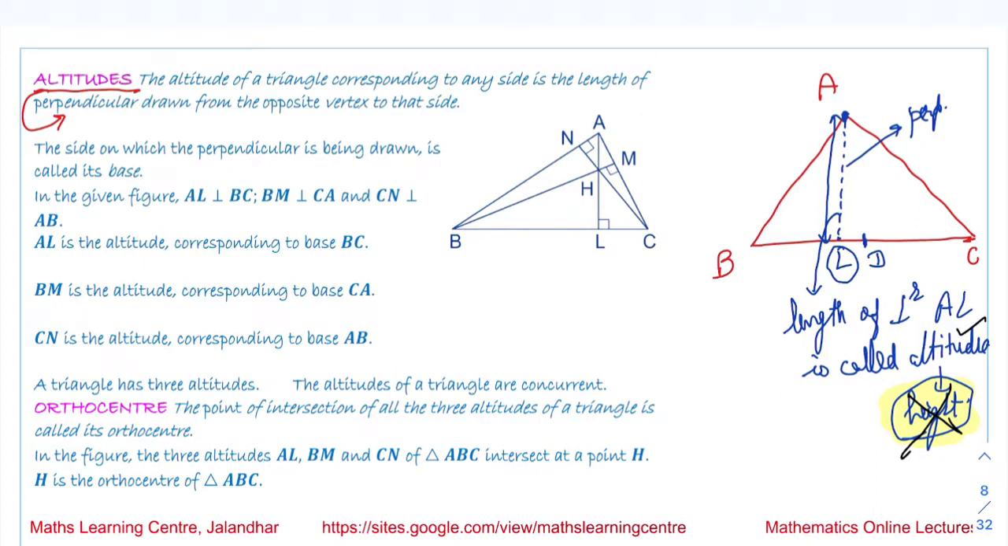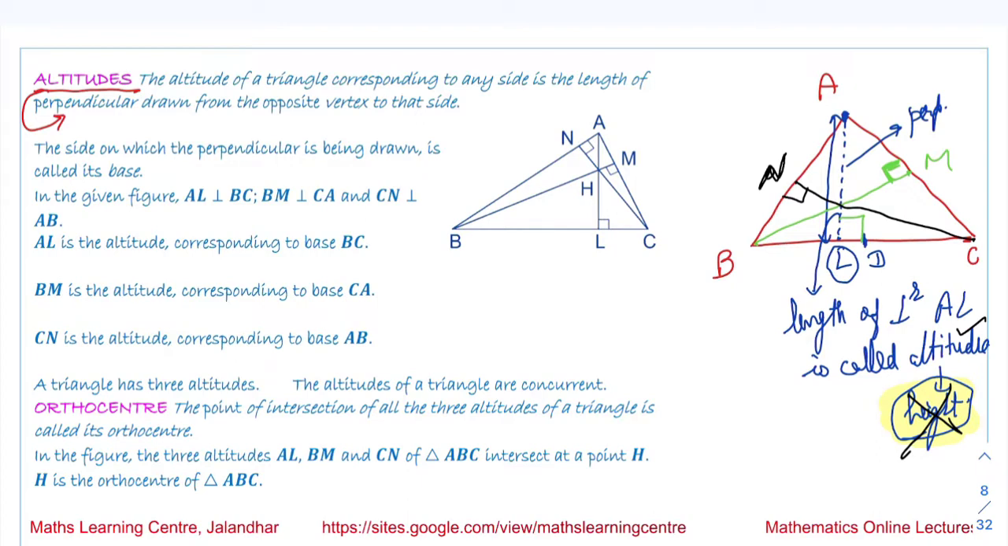Similarly, BM is the altitude corresponding to the side AC, where we are drawing the perpendicular over here. And CN is the altitude corresponding to the side AB. So altitude is the length of the perpendicular on the opposite side from the vertex.